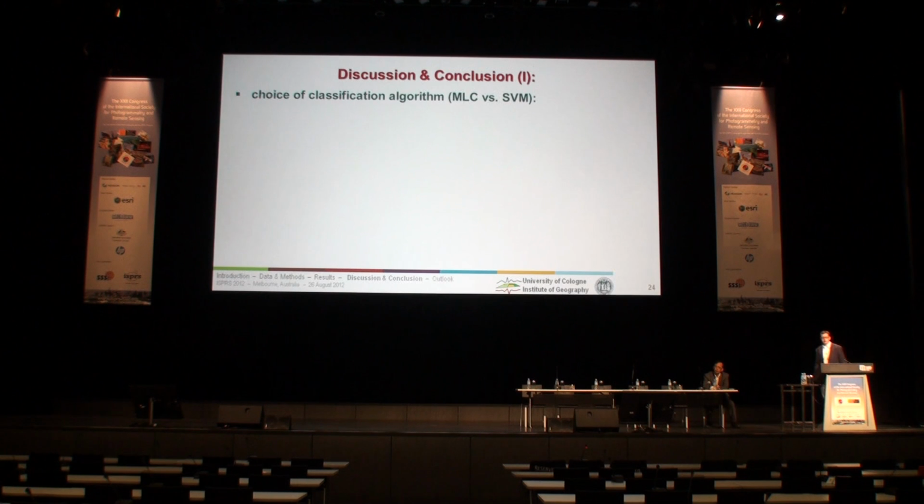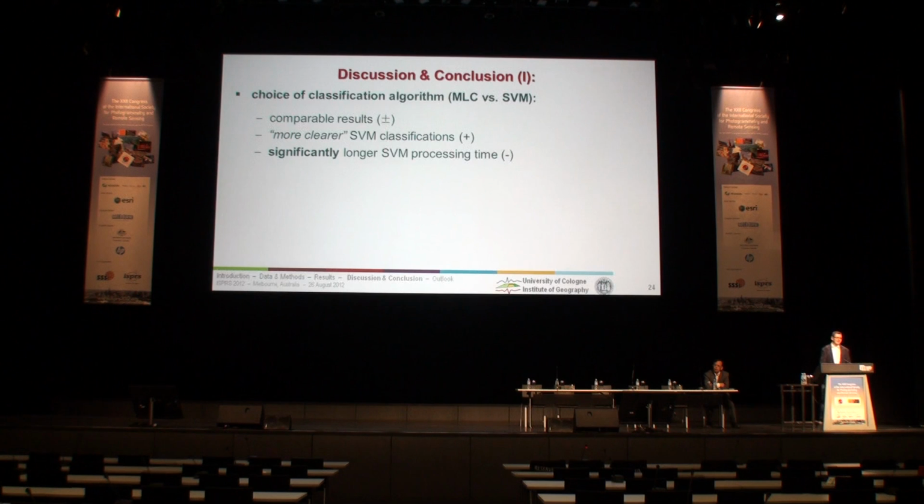Now I come to the conclusion. The first conclusion is about the classification algorithm. The accuracy assessments showed that more or less both classifiers produced the same results. Most of the time the support vector machine was a little bit better, so there were more homogeneous objects or less salt and pepper effect, but the support vector machine needed significantly more processing time, from a few minutes to a couple of hours.